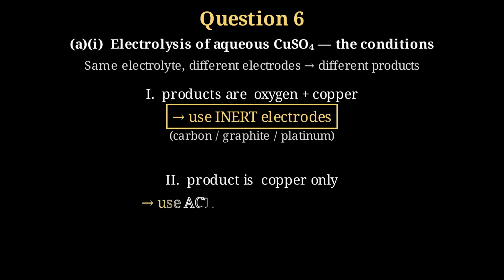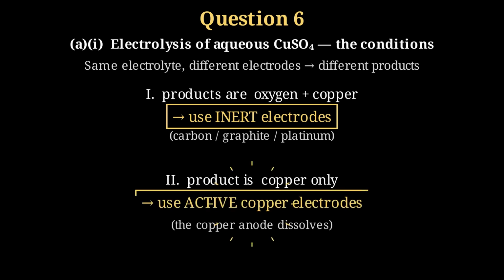Second, to get copper only, with no oxygen, we use active copper electrodes. Now the copper anode itself dissolves instead of releasing oxygen, and copper is deposited at the cathode. Copper in, copper out.